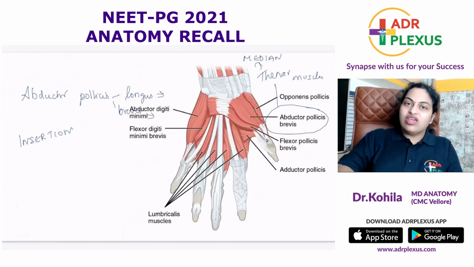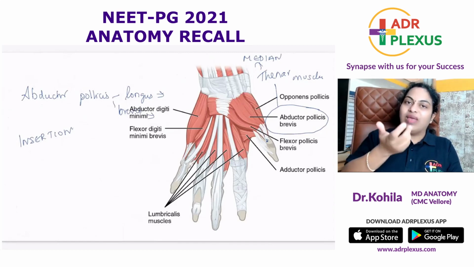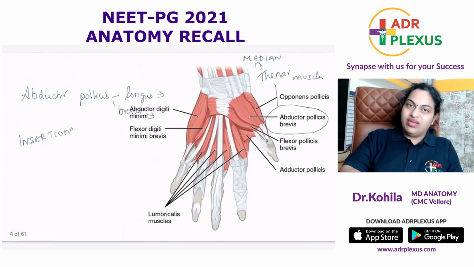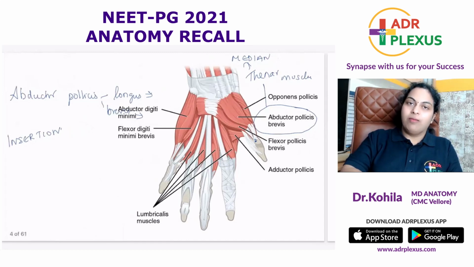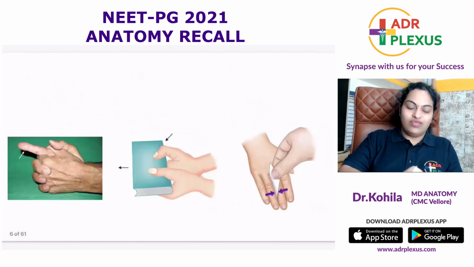So the main action of abductor pollicis longus will be at the wrist, causing abduction of your wrist mainly. Whereas the abductor pollicis brevis, which inserts into the proximal phalanx of the thumb, is mainly involved in causing abduction of the thumb. So invariably, the answer for this question is pen test for median nerve: abduction mainly by abductor pollicis brevis inserting into the proximal phalanx of the thumb.